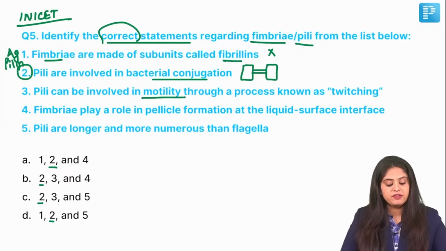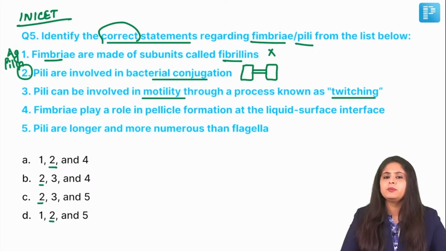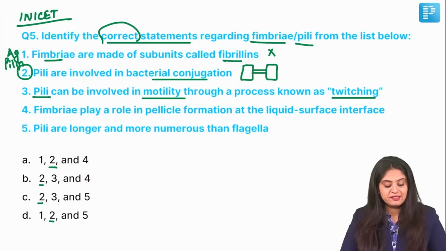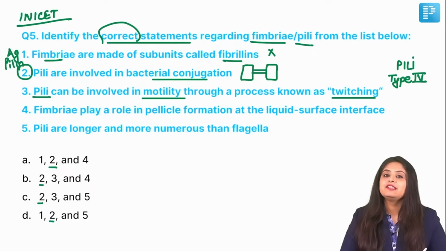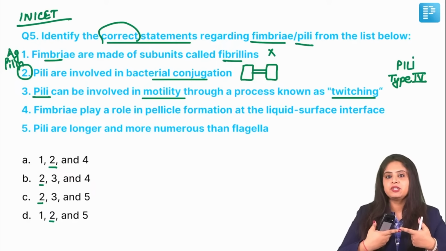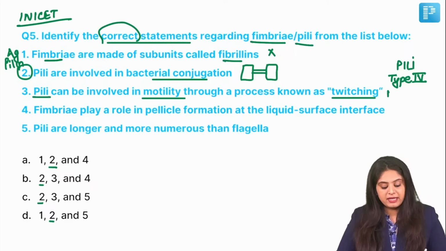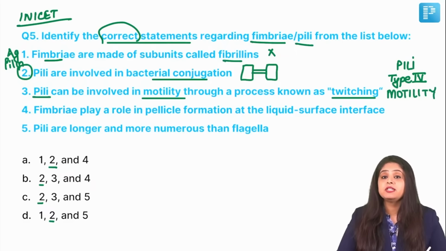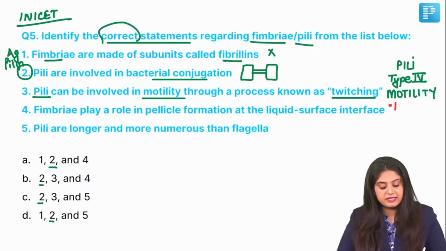Pili can be involved in motility through a process called twitching. Are pili for motility? Because I had studied pili and Fimbriae for attachment, but there is a special type of pili which is called type 4. This is also an INI-CET PYQ. Other pili are involved in attaching the bacteria, but type 4 pili is responsible for motility. And when I say motility, for which two bacteria did they ask you?